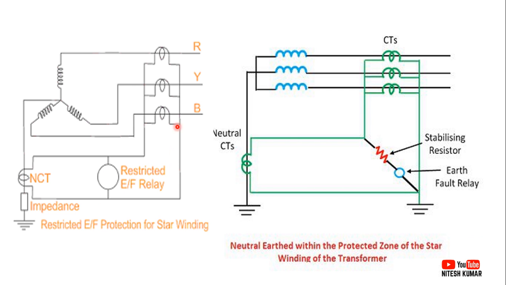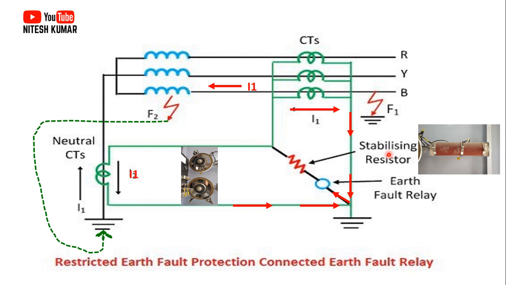Just consider the same scheme: this is your star winding, and this is grounded, here is the phase CT, here is the neutral CT, and the same thing is shown here, but with one external element, a stabilizing resistor. We will talk more about it in detail. Just consider that there are two cases: a fault inside the restricted area and a fault outside the restricted area. Whether the relay will operate in the case of an outside fault or not, we will also see, but here we will see the basic details of how this works.